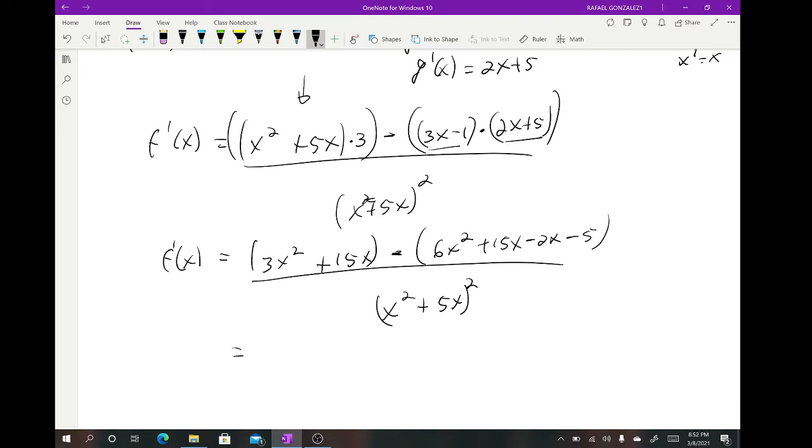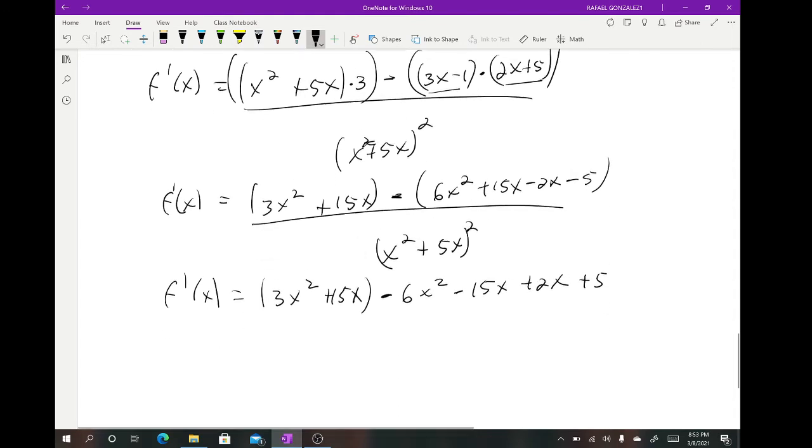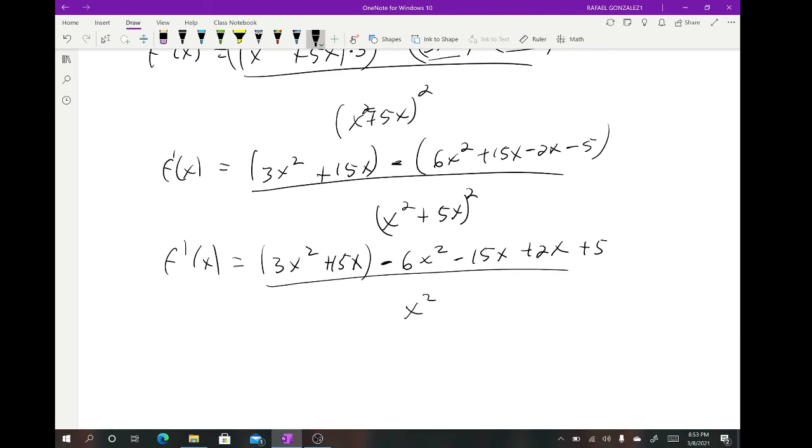And then we can distribute first the negative sign and then combine like terms. So I have 3x squared plus 15x. And then let's distribute this negative sign. That's just going to mean that I will have minus 6x squared minus 15x plus 2x plus 5. Again, all divided by x squared plus 5x, squared.